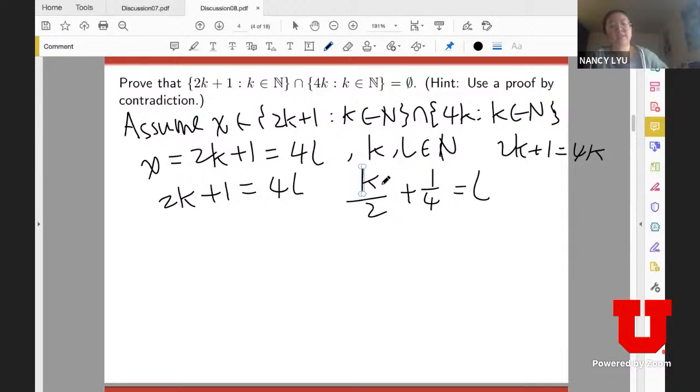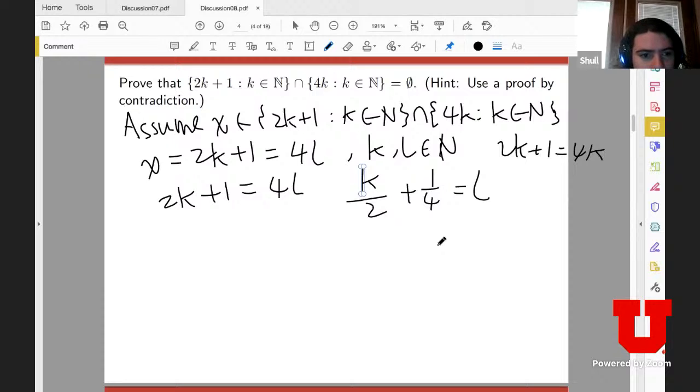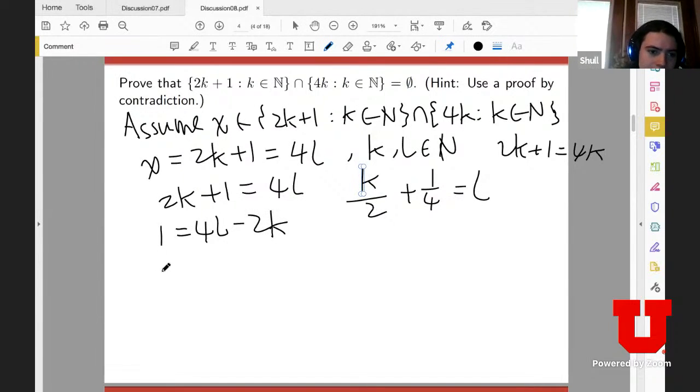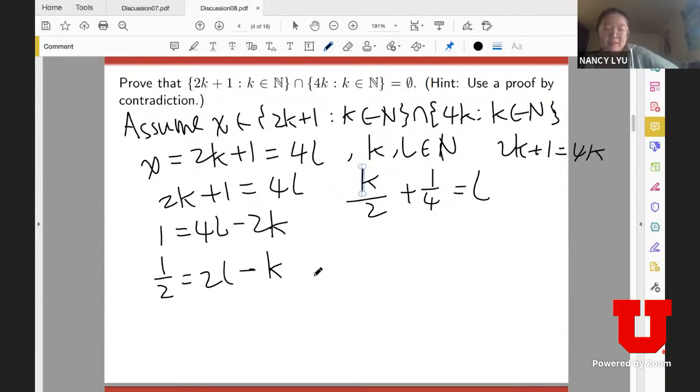I have an idea. All right, start with the equation 2k plus 1 equals 4l. Subtract 2k from both sides. Okay, let's do that. And then divide both sides by 2. And then by integer closure under addition and multiplication, 2l minus k is an integer. Okay, that is the correct path.